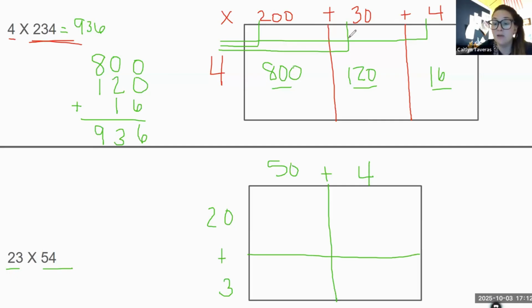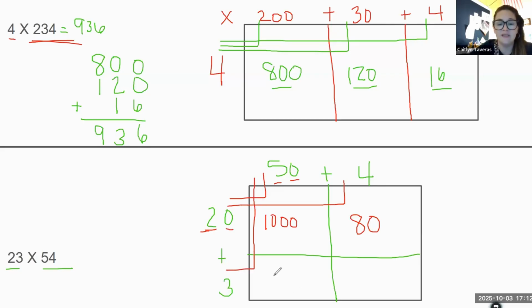So then again, where our numbers line up, that's what we're multiplying. 20 times 50, I know 2 times 5 is 10. And then there's 2 zeros to add on. And then we have 20 times 4. 2 times 4 is 8. And then 1 zero. And then 3 times 50 is 150. And 3 times 4 is 12. Just like the problem above, we are going to take those products and add them together.